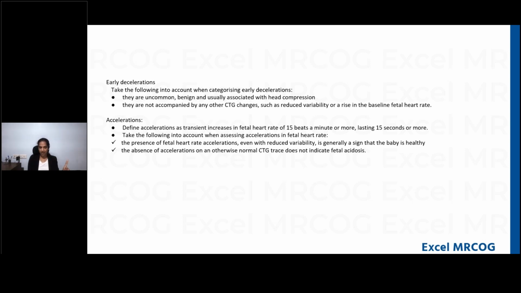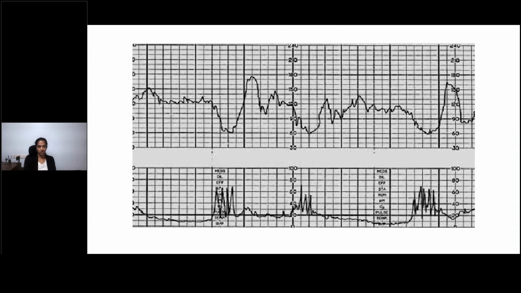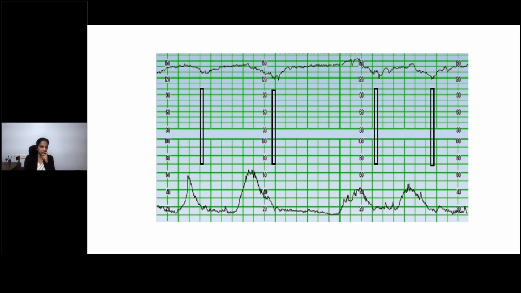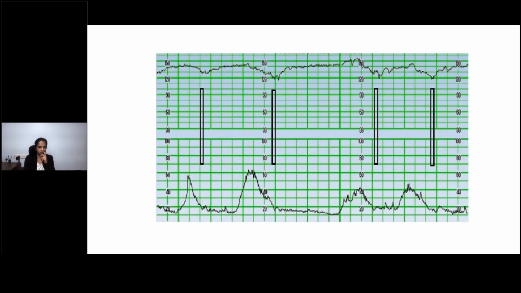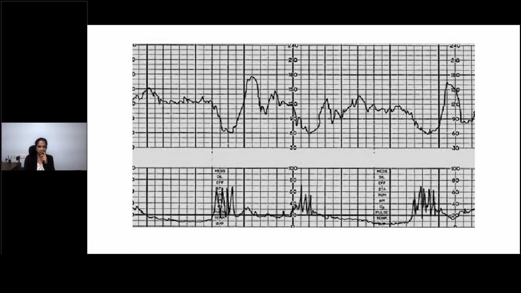The absence of accelerations in an otherwise normal CTG does not indicate fetal acidosis. So if there are no accelerations, it does not mean that the baby is not doing well, provided other CTG tracings are normal. So these are some CTG tracings which I would post on the group, and you could do a quick interpretation. In this case, you can take the speed of CTG in both cases as 1 centimeter per minute because it is easier to check on your devices.